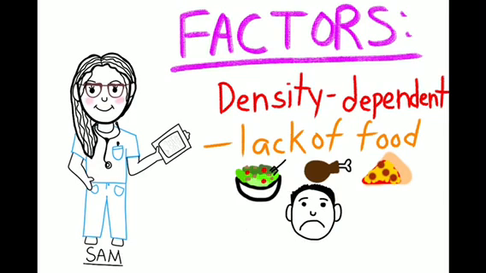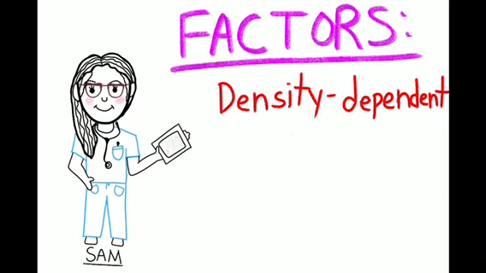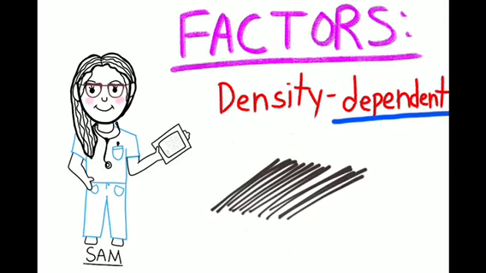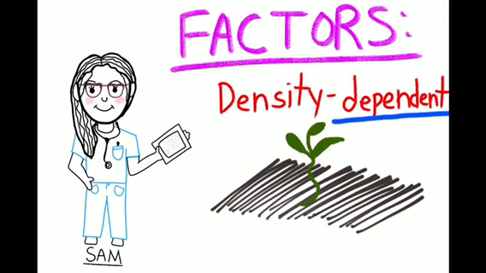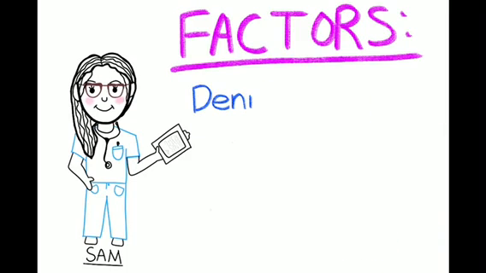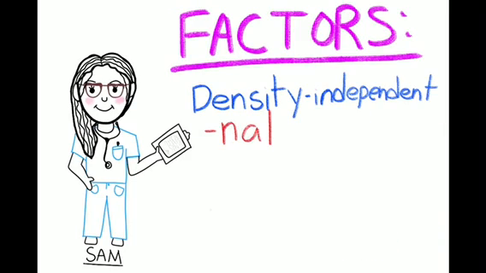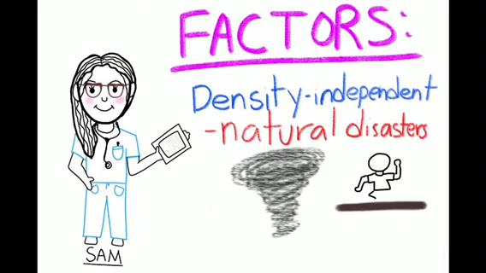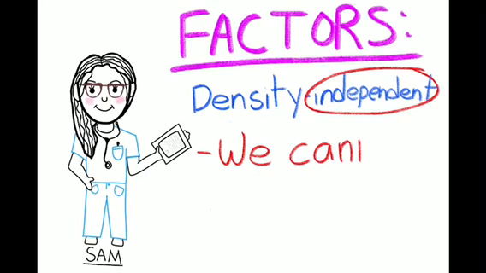Density dependent is dependent because we have some sort of control over it. Since there is a lack of food, we could eventually grow more food so people wouldn't starve. Density independent would include natural disasters like earthquakes and hurricanes, events that we cannot control because we cannot stop hurricanes or earthquakes. This is why it is independent, because we have no control over it.